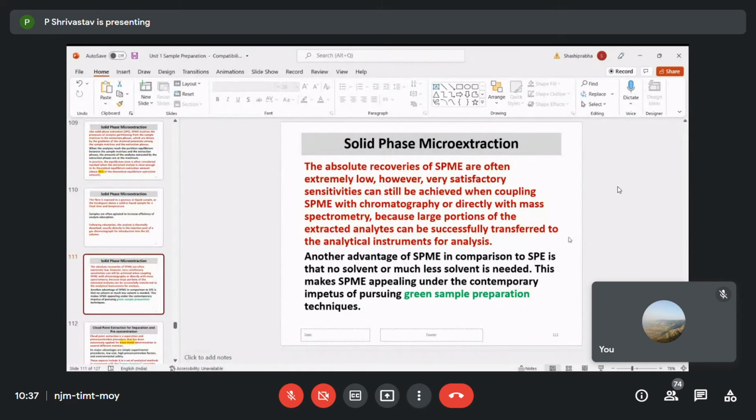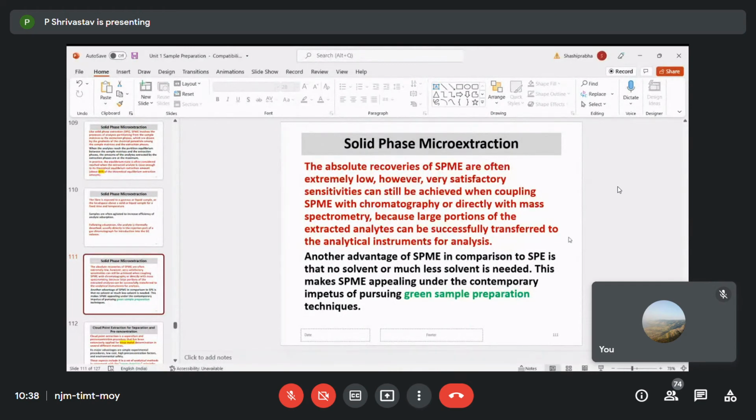Okay, despite a slight setback in absolute recoveries, the major advantage is you have reduced the use of organic solvent by 10, 15, 20 times. That is the major achievement of solid phase microextraction. So it can be considered as a green sample preparation technique, which is practically devoid of any toxic organic solvent. So that is one major consideration.